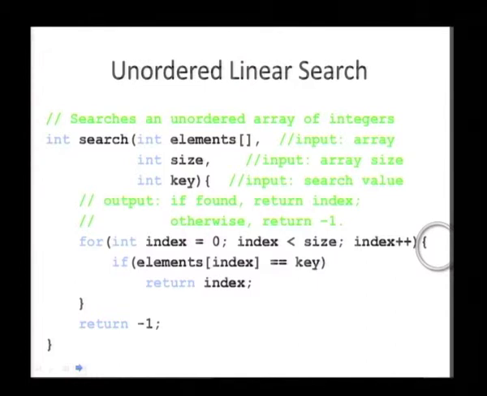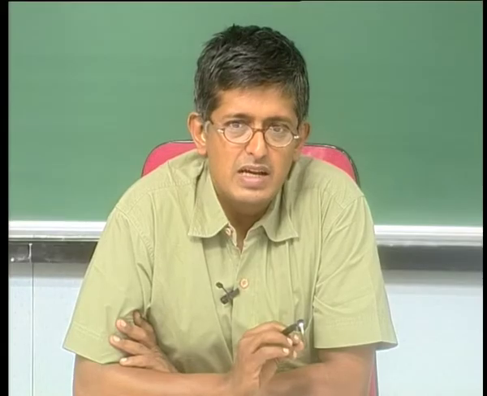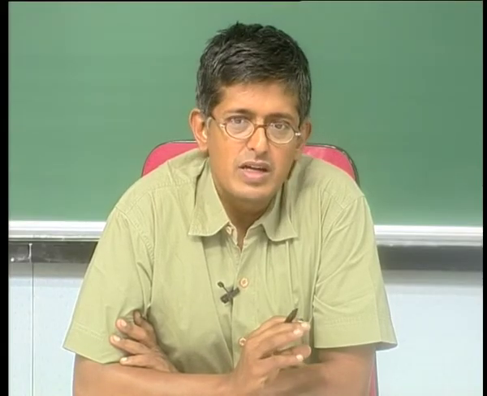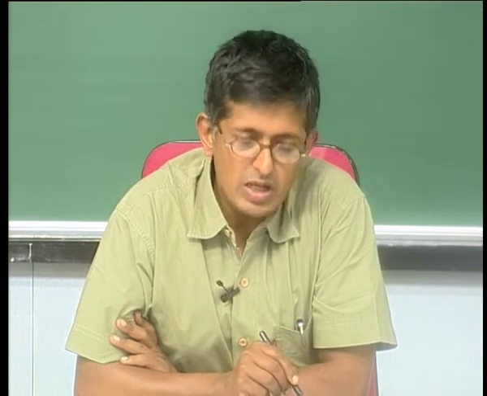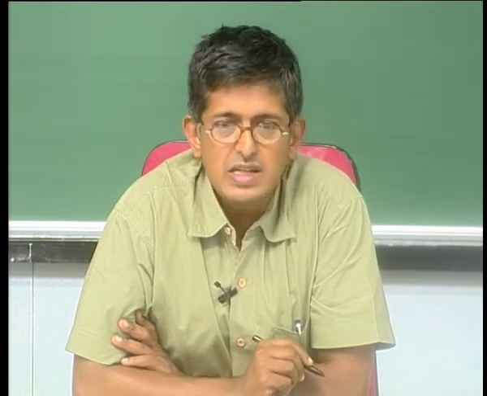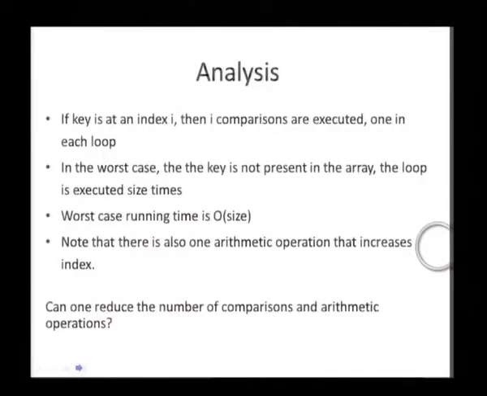The use of this C program mainly is for us to understand where the effort in computation is, for us to be able to say something about the running time of this algorithm. Here is the analysis. If the key is at an index I, then clearly I comparisons are executed, one in every loop. Right? So in other words, if the key is at index 0, then one comparison is definitely executed, that is in the first loop.